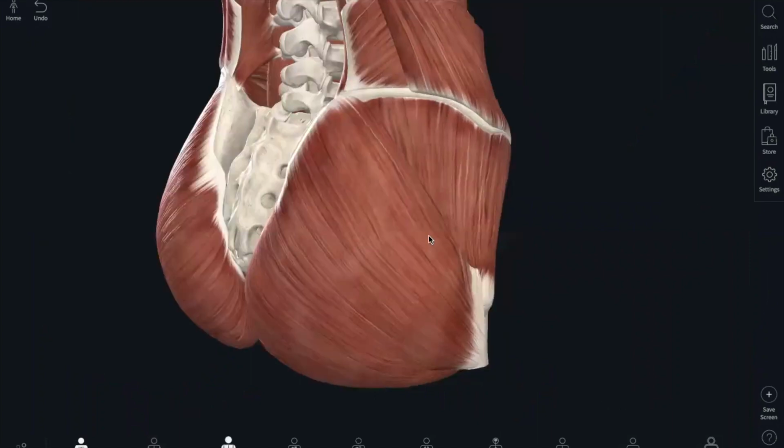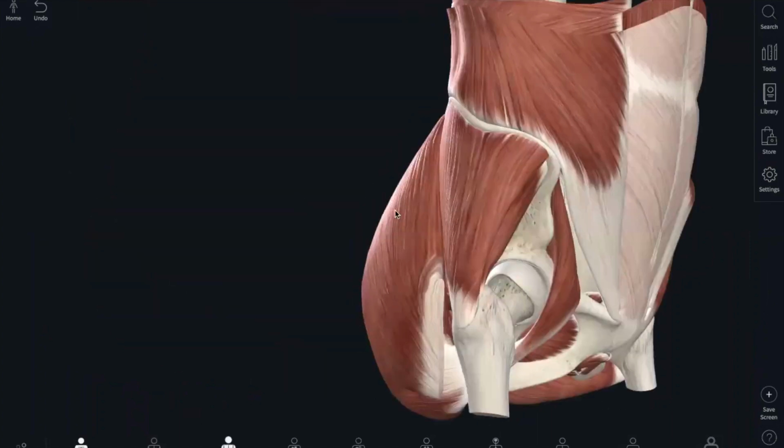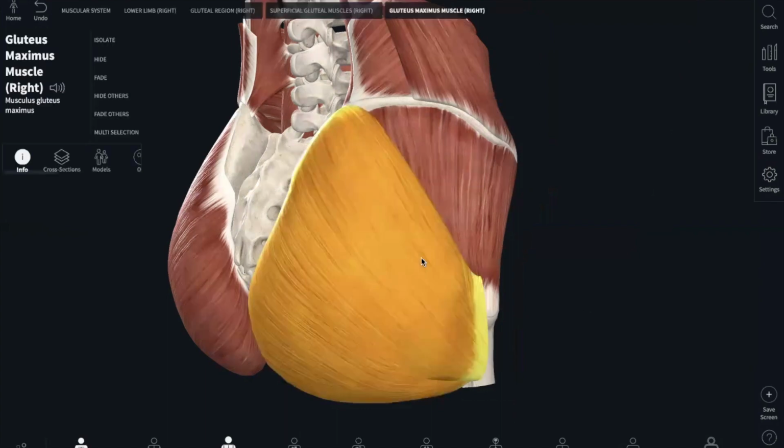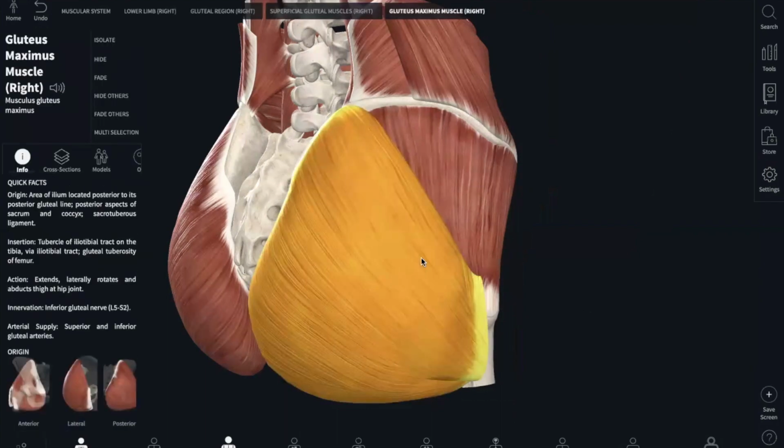The superficial muscles, closer to the surface, are basically in charge of abduction and extension. So moving your leg like away from your body and extending your hip. Whereas the really deep muscles are used for like the intrinsic rotating of the hip joint. So you can rotate your leg.